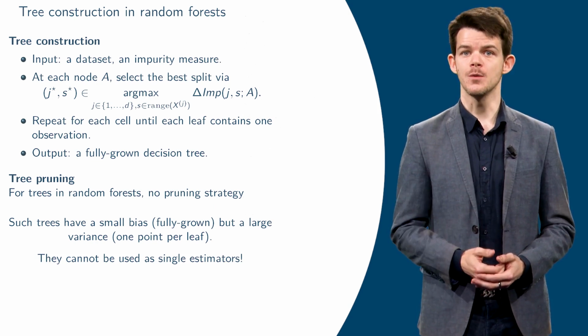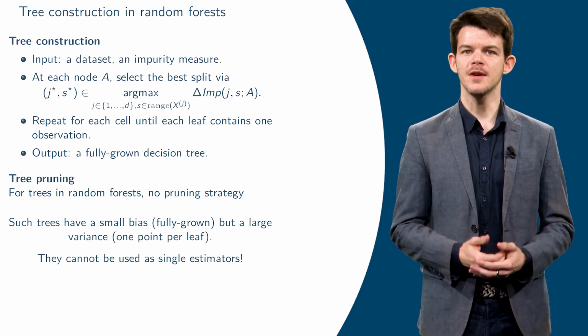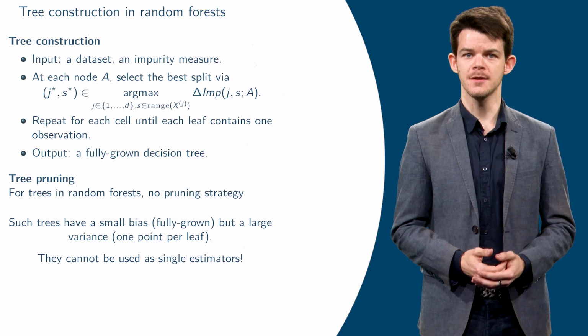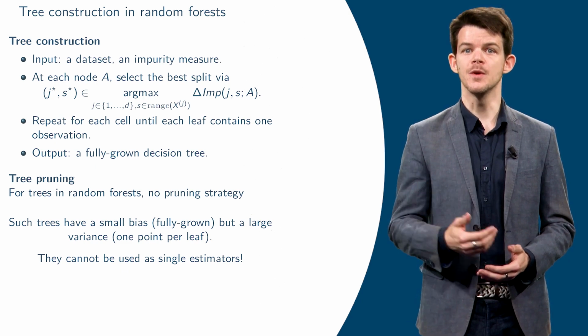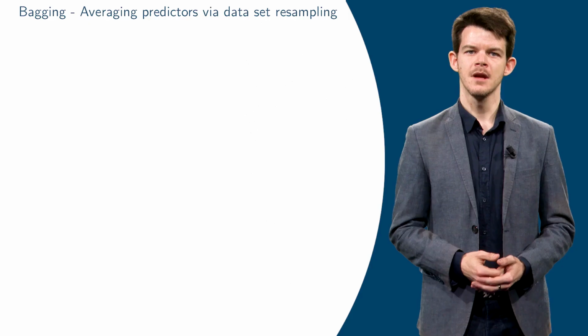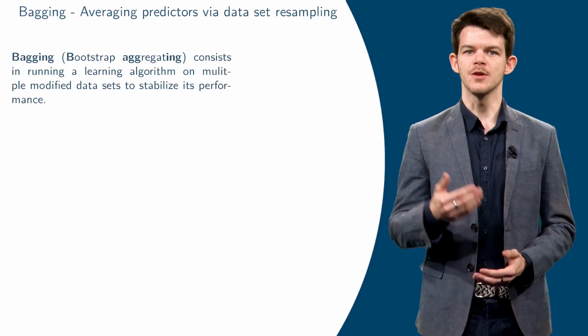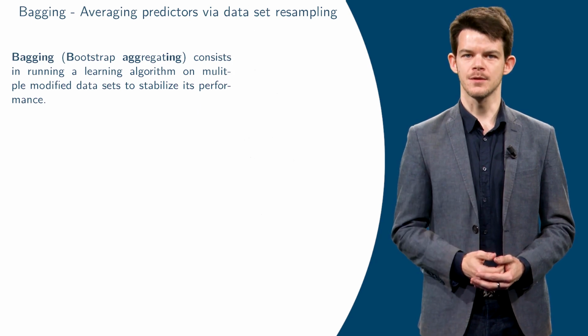Nevertheless, such trees within a random forest are relevant because the aggregation operated by the forest will decrease the variance of the trees and thus produce a procedure with good generalization ability. Let's now look at the first ingredient used for the construction of a random forest, bagging. The term bagging comes from the contraction of bootstrap aggregating, the aggregation of several bootstrap procedures.